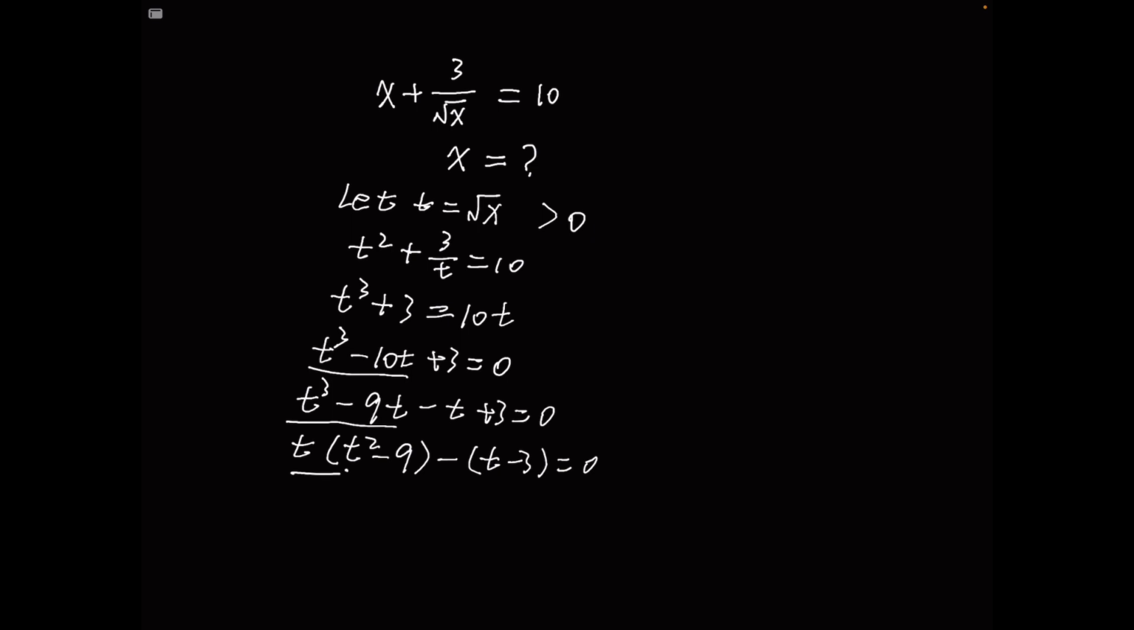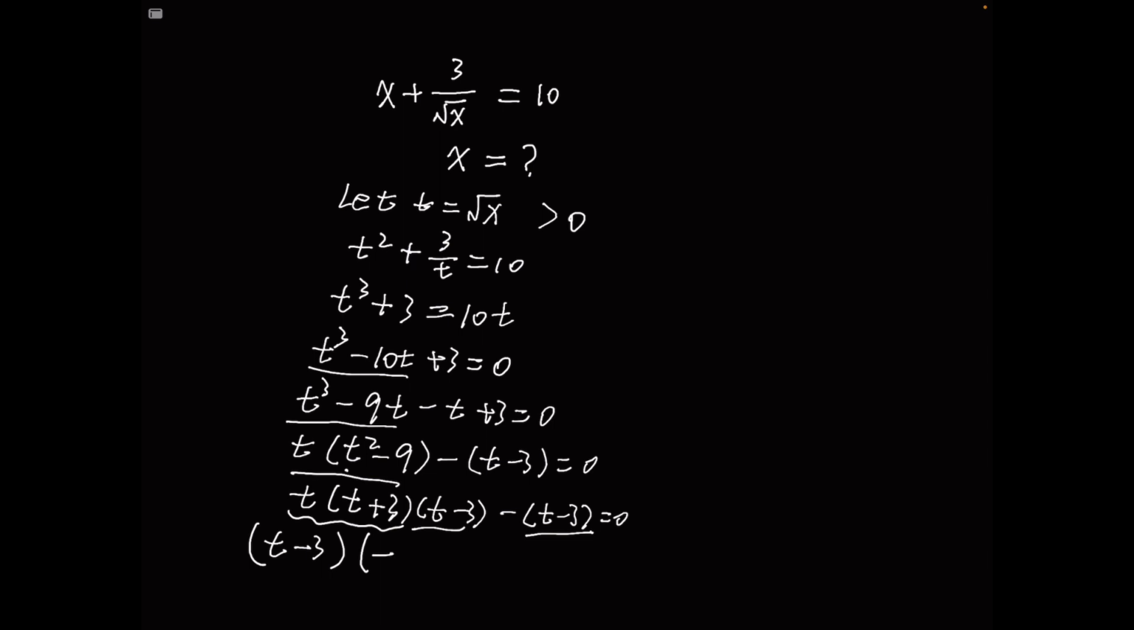So we factor this term: it's t plus 3 times t minus 3, minus t minus 3, equals 0. Now we can take out the common factor t minus 3, times t squared plus 3t minus 1, right? So equals 0. For this equation, if the product of two factors is 0, it means one of them is 0.